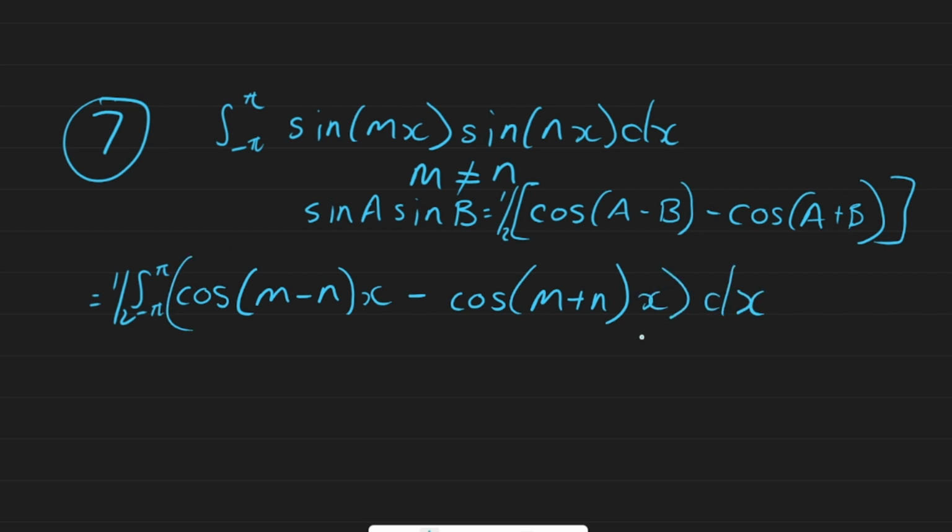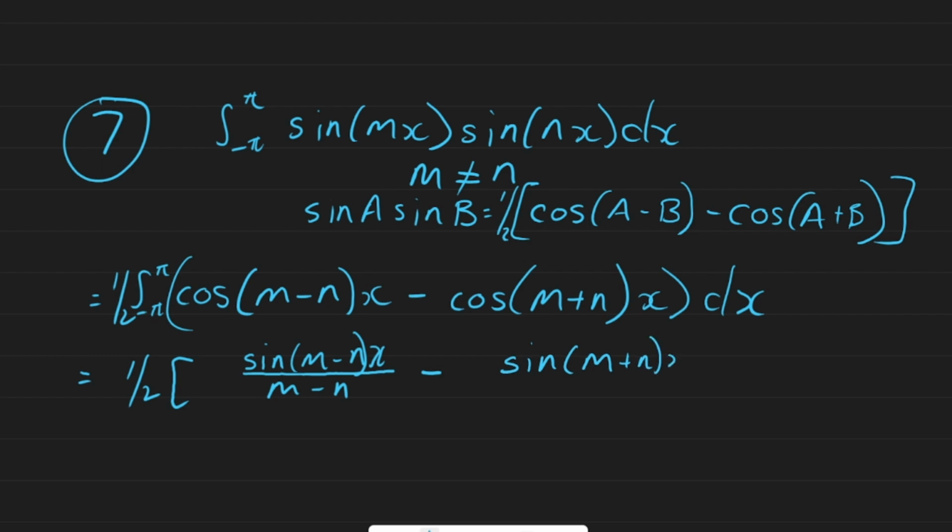And all this is integrated with respect to dx. So performing this integration, what we get is a half into cos, integral of cos is sine. So we have sine of m minus n divided by m minus n, and then minus integral of cos is sine once more. So we have sine of m plus n divided by m plus n.